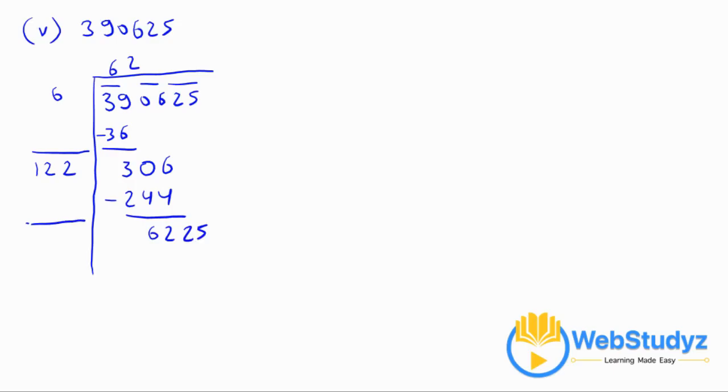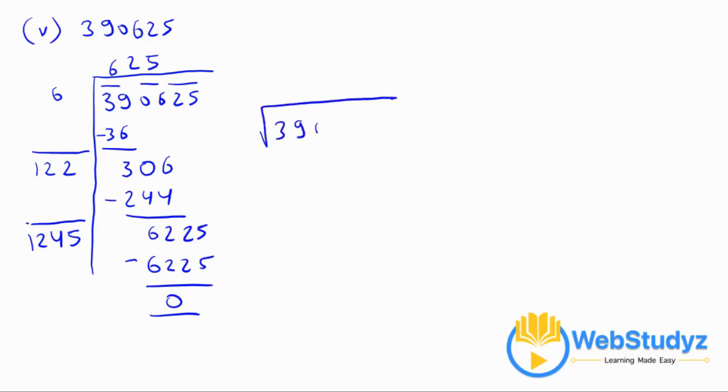Now doubling 62 will be 124. Taking 5 and multiplying by 5, we get 6225. Subtracting this, we get remainder 0. That means the square root of 390625 gives us the value 625, which is a 3-digit number.